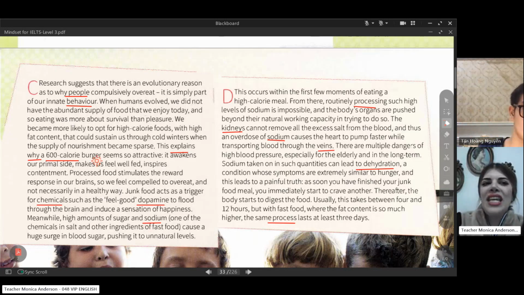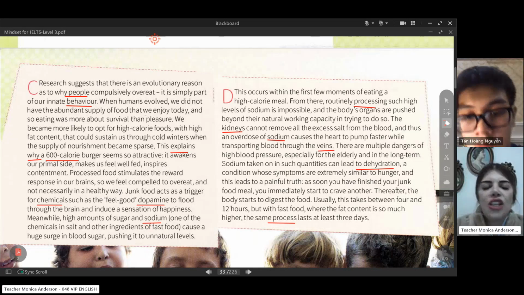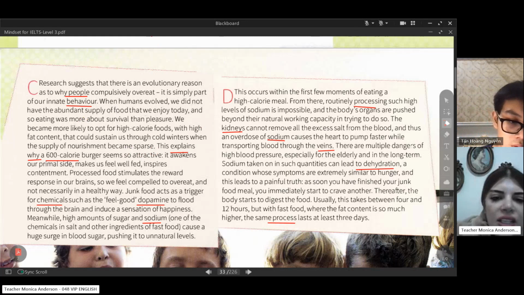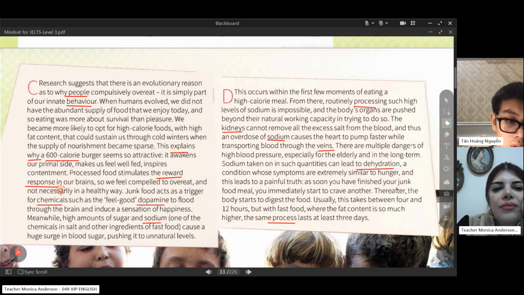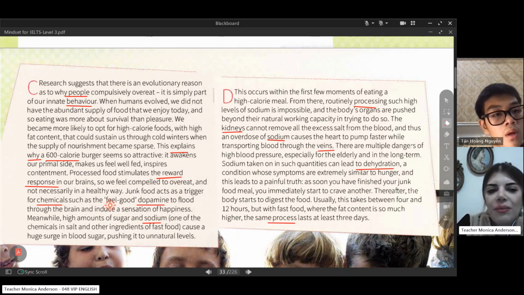Something like we need to look for something like this. Okay, now let's read from the beginning. So I could find this word, reward response in our brain.